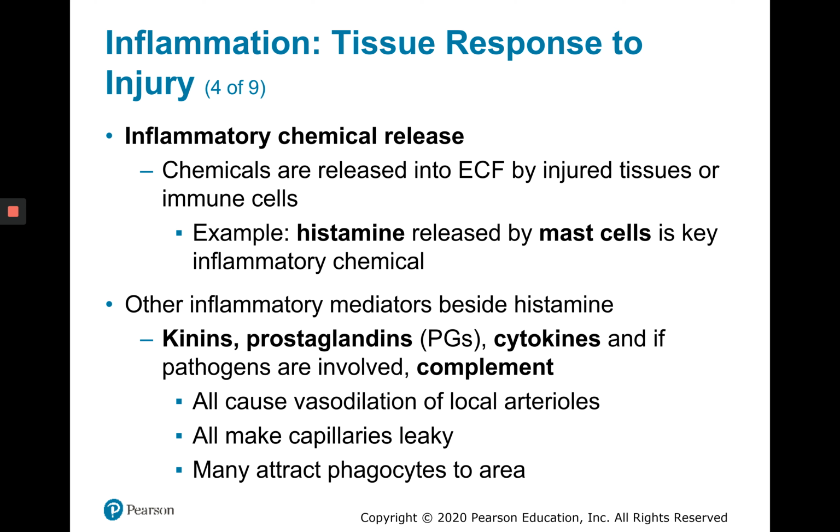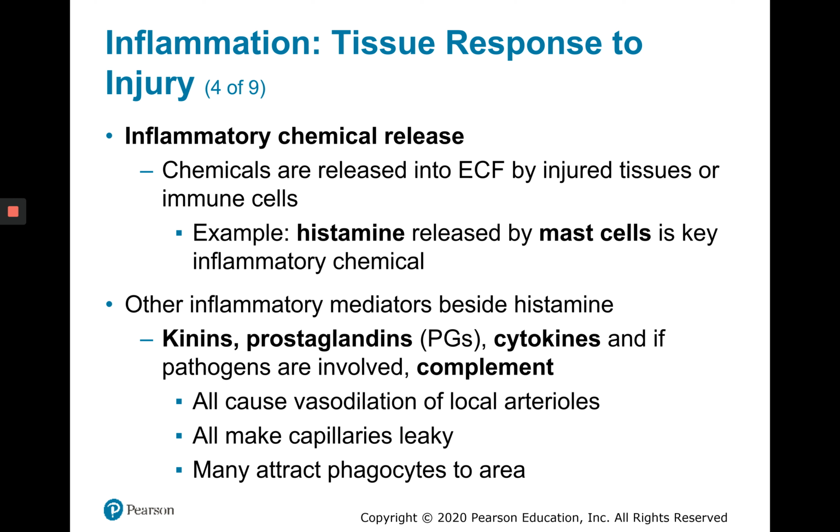And these chemicals are released into extracellular fluid by injured tissues or even immune cells. An example of inflammatory chemical is histamine, which causes vasodilation. Histamine can be released by basophils or mast cells, and it's a key inflammatory chemical. Other inflammatory mediators besides histamine include things like kinins, prostaglandins. You'll see prostaglandin a lot if you study the immune system. Also, if you look into toxicology. Cytokines, that's another key chemical you'll see.